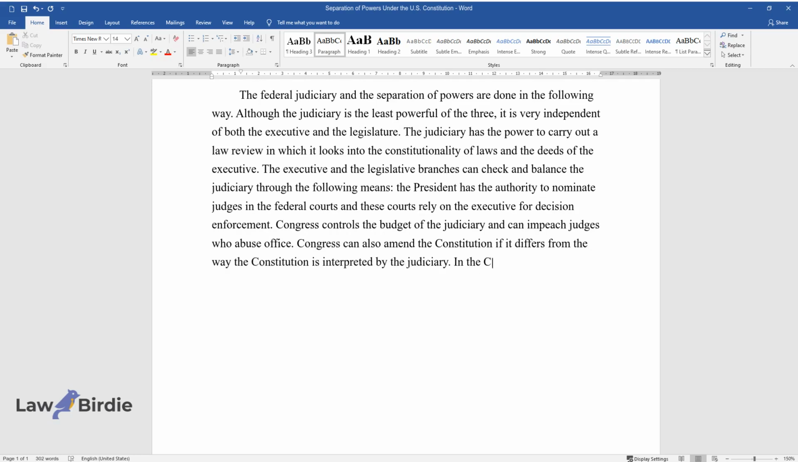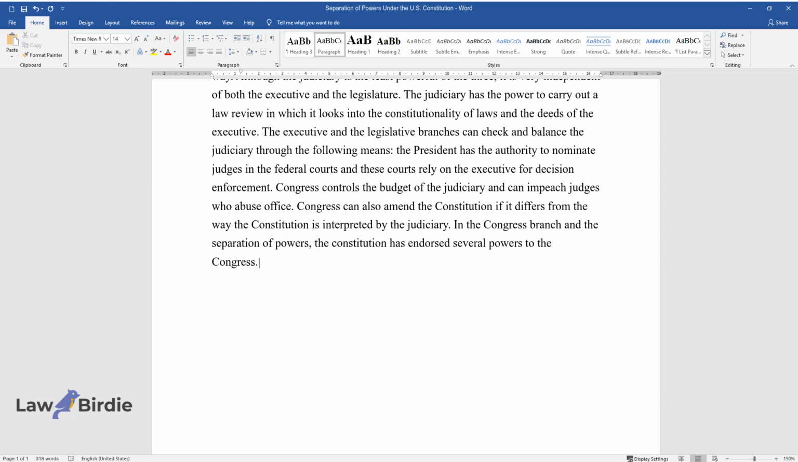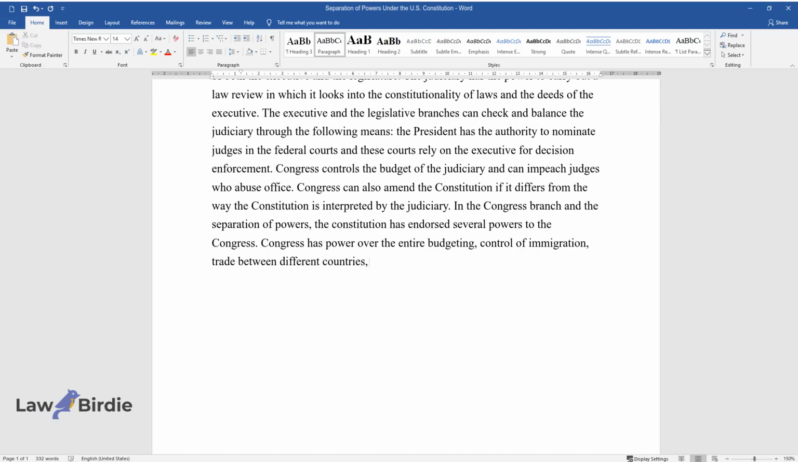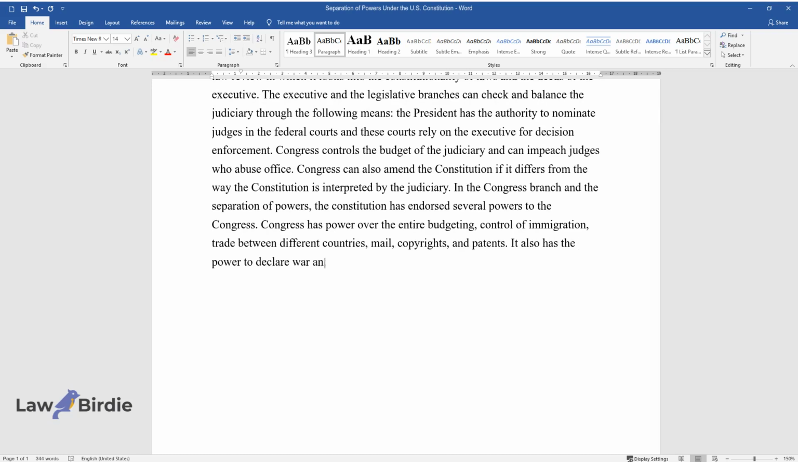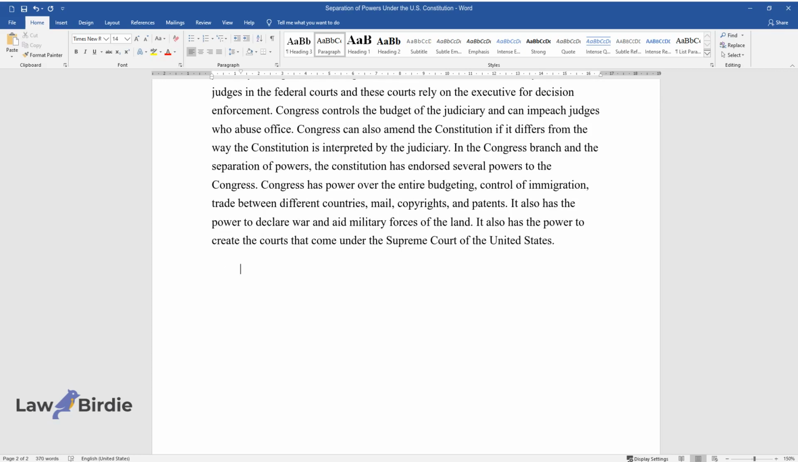In the Congress branch and the separation of powers, the Constitution has endorsed several powers to the Congress. Congress has power over the entire budgeting, control of immigration, trade between different countries, mail, copyrights, and patents. It also has the power to declare war and aid military forces of the land. It also has the power to create the courts that come under the Supreme Court of the United States.